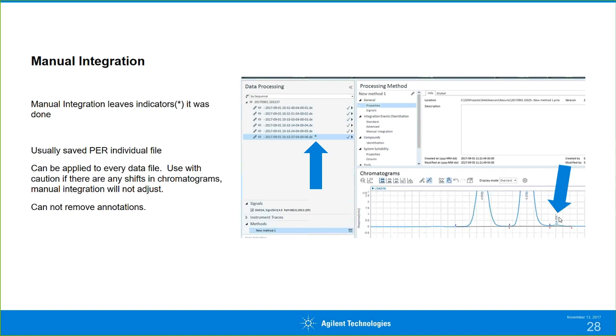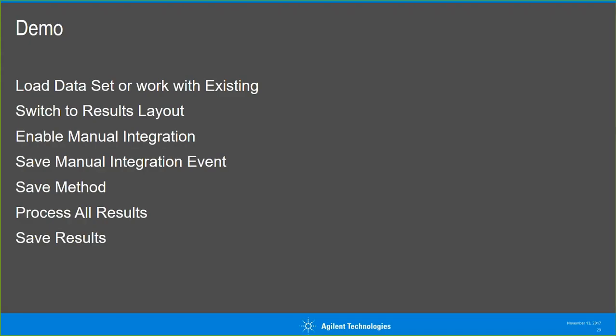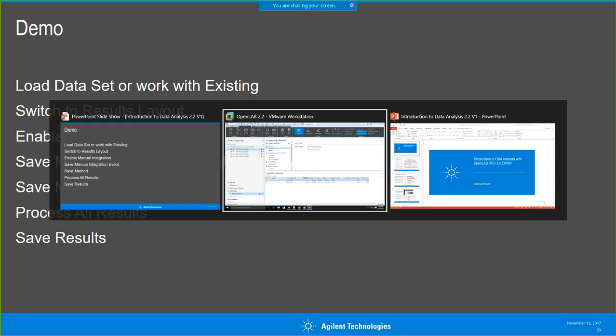So there are indications that something is manually done, and these two indicators are some of the main indicators that show this. Okay, so what we'll do now is we're going to load up a set. We're going to keep working with our existing data. We're going to switch to the results layout. We're going to manually integrate. We're going to show you how to put that into the integration events, and then we're going to save and reprocess all results.